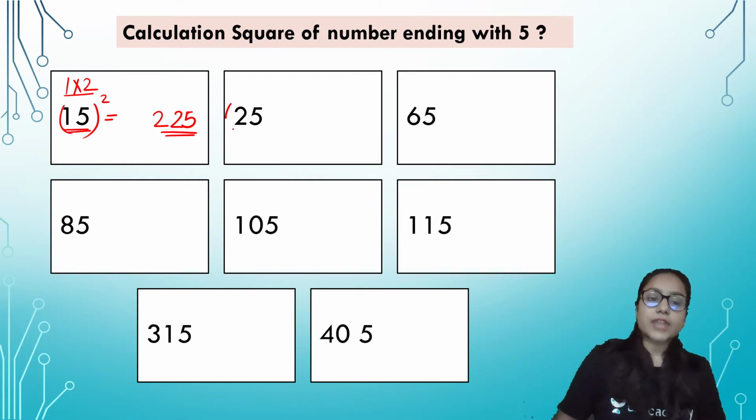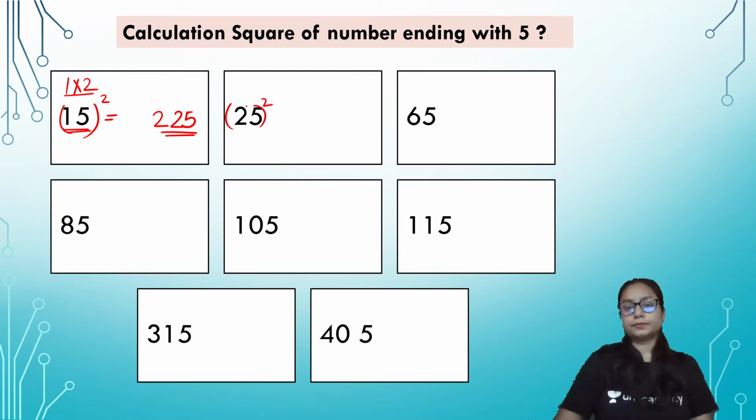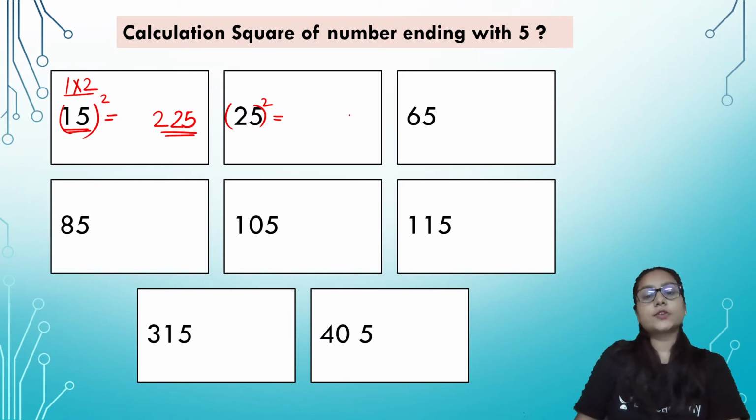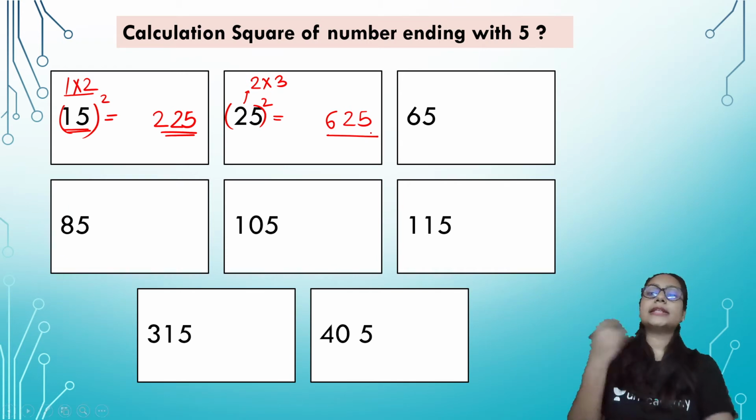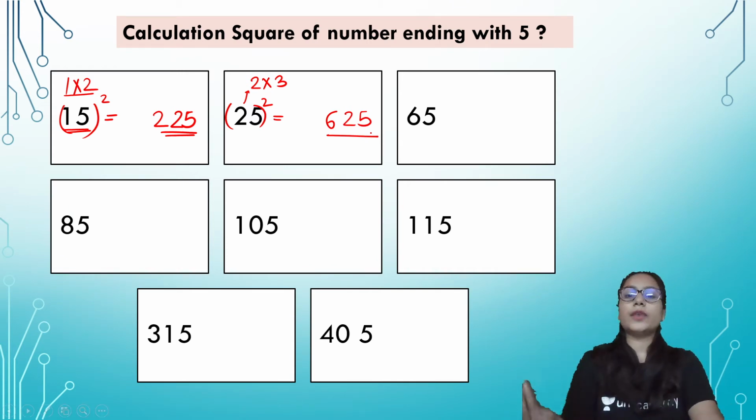Okay, let us check the square of 25. For this also I will write 25 in the extreme right. The remaining number is 2. Multiply 2 with the next number 3. So I have 625. 625 is the square of 25.